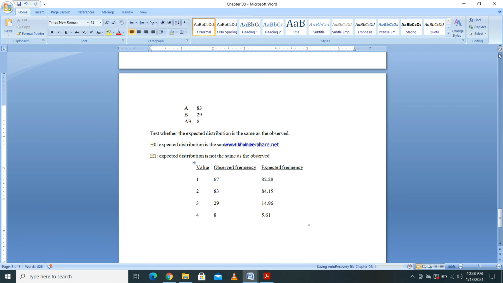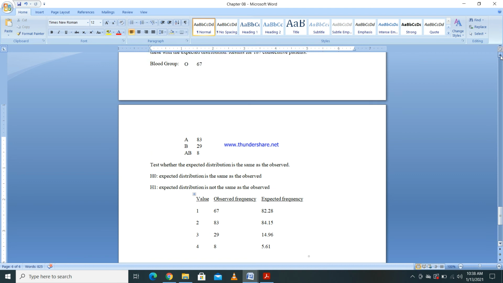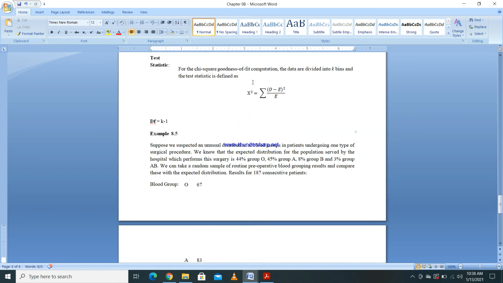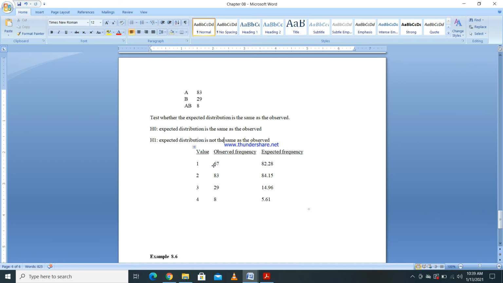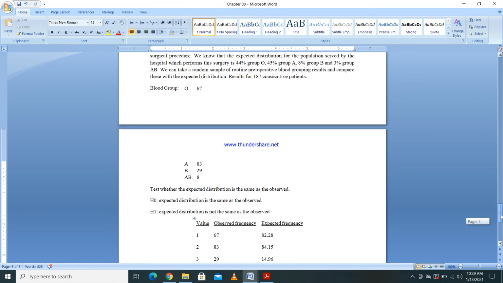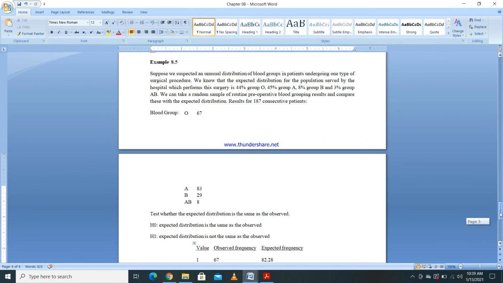Now what you have to do is apply the chi-square test, right? Take the difference between observed and expected, square it, divide it by the expected frequency. For example, here 67 minus 82.28, square it, divide by 82.28, right?